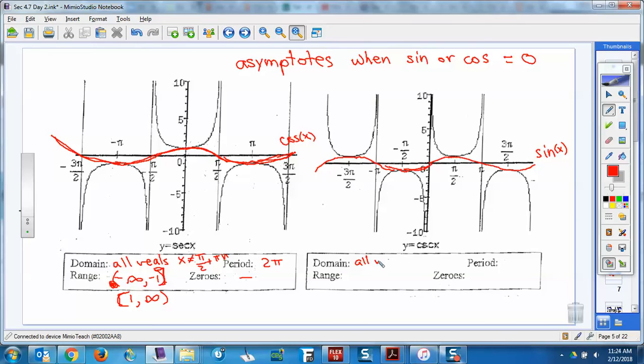Okay, same thing here. All reals is the domain except where the asymptotes are. The asymptotes are at 0 and then every pi unit, so 0 plus pi n. x cannot equal 0 plus pi n, right? Because there are asymptotes there. The range is the same, negative infinity to -1, 1 to infinity, right? You can't be between -1 and 1. There are no zeros. Period is 2 pi.